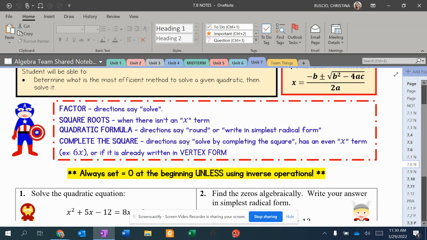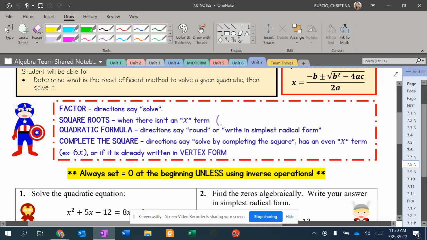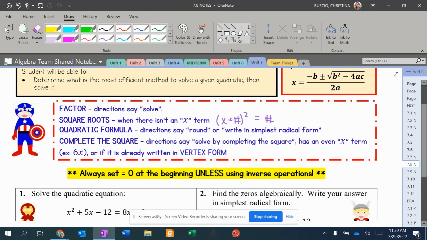Square roots, we use square roots when there isn't an x term, or really when it has that special form where it looks something like this, like the chunk squared equaling a number. Do we remember that, where it was like x plus or minus a number, all squared equaling a number. The quadratic formula, if the directions say anything about rounding or writing in simplest radical form.